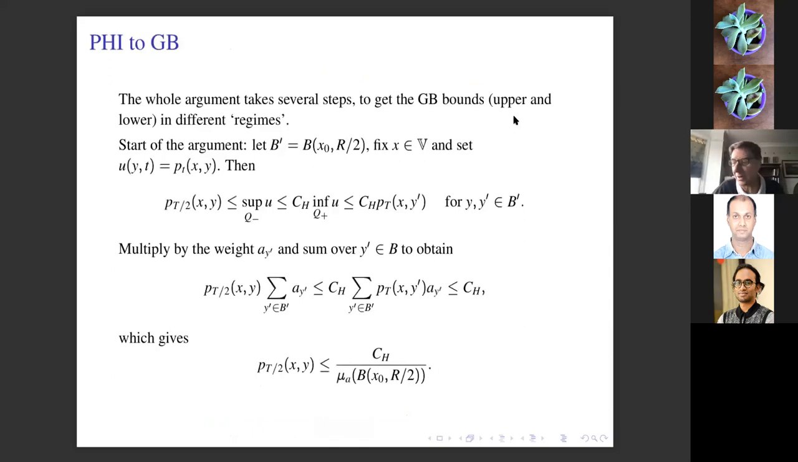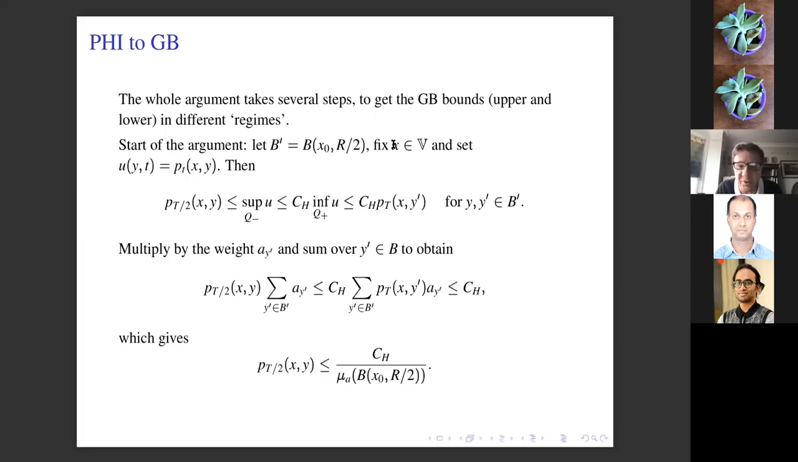Now let's look at how the parabolic Harnack inequality gets you to Gaussian bounds. And let me say that the whole argument, it's not really hard, but it takes a number of steps. Because the Gaussian bounds are a bit complicated, involving various different space-time regimes, and of course there are upper and lower bounds, let me just give you the start of the argument.